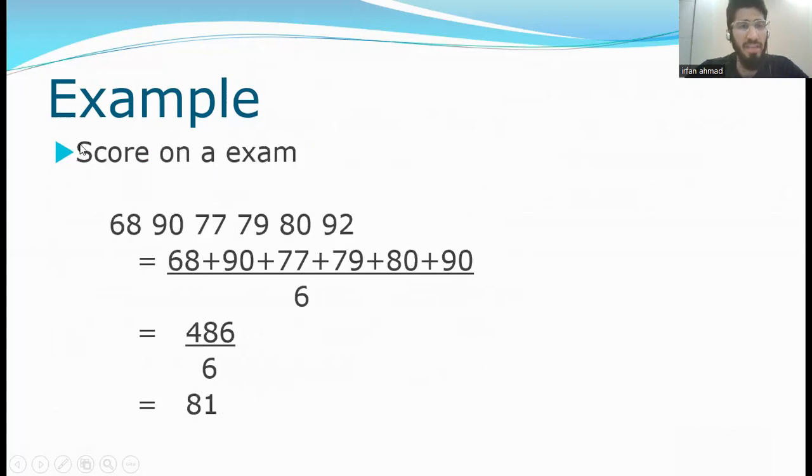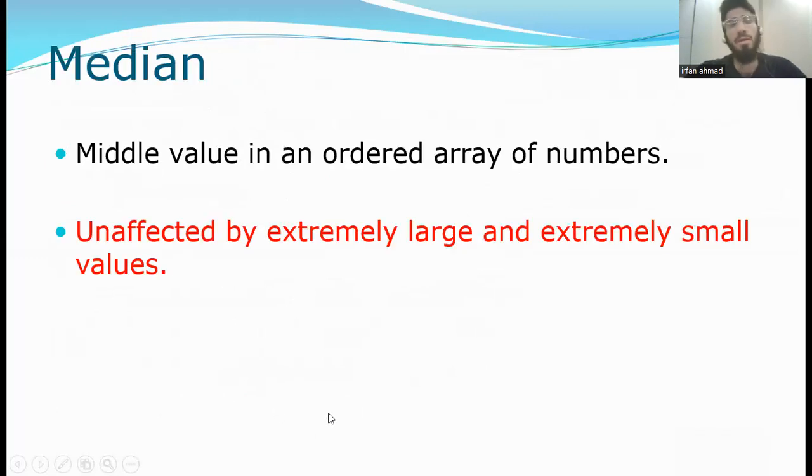This is the second example, the score on an exam. For example, out of 100 you get 68, 90, 77, and so on, and these are the marks that you obtained, divided by the total number of papers. For example, 1, 2, 3, 4, 5, 6. So divide by 6, which is equal to 81. Now I hope you understand the mean.